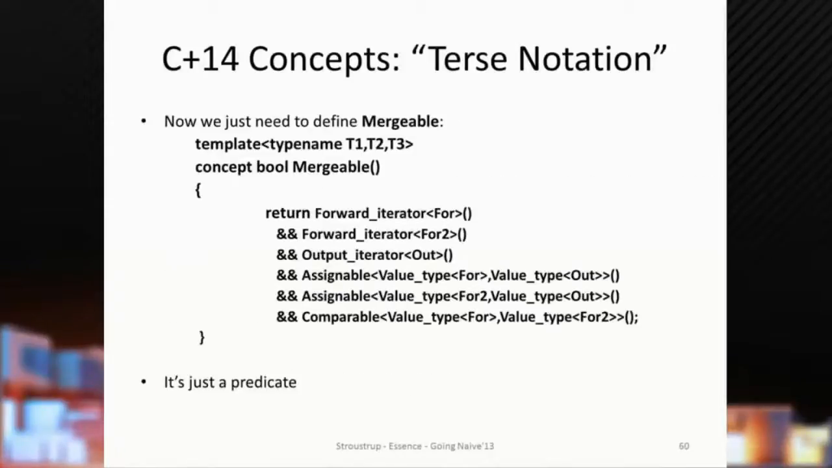That's the way it looks, obviously. We take three type names. The first one has to be a forward iterator. The second one has to be a forward iterator 2. Not necessarily the same forward iterator type. And then we have an output iterator, and we have some assignable requirements and comparable assignments, and that's it. It's just a predicate.